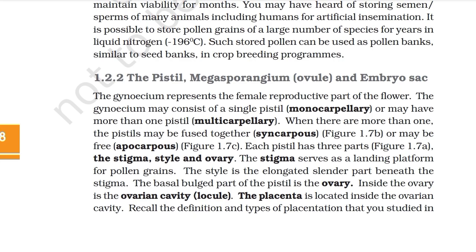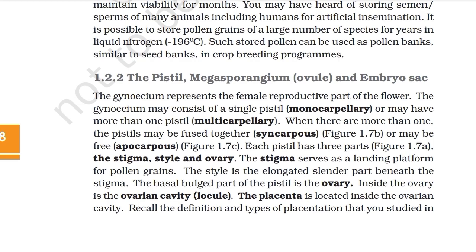figure 1.7c. Each pistil has three parts: the stigma, style, and the ovary. The stigma serves as a landing platform for pollen grains. The style is the elongated slender part beneath the stigma. The basal bulged part of a pistil is the ovary. Inside the ovary is the ovarian cavity or locule. The placenta is located inside the ovarian cavity.